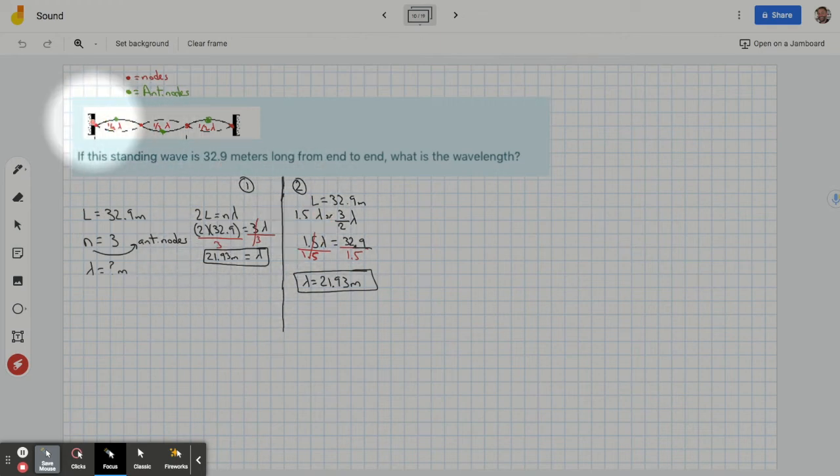Another way to do this is if I know from node to node is a half a wavelength, that's a half, that's a half, that's a half, that's 1.5. So if I solve algebraically, 1.5 lambda equals L, the length of this entire thing. This entire thing is 1.5 wavelengths. If I set them equal to each other, I get the same exact answer.